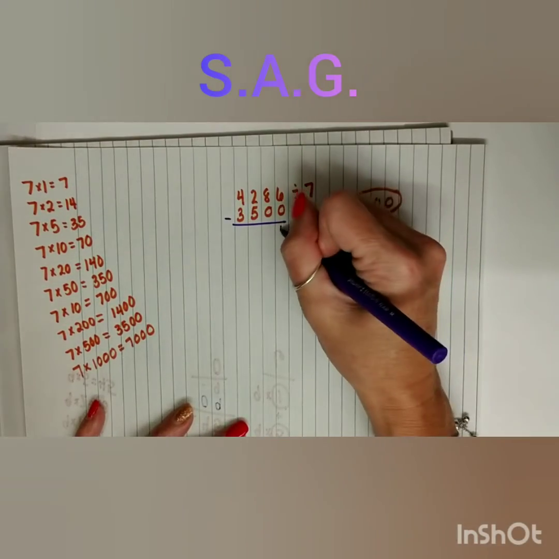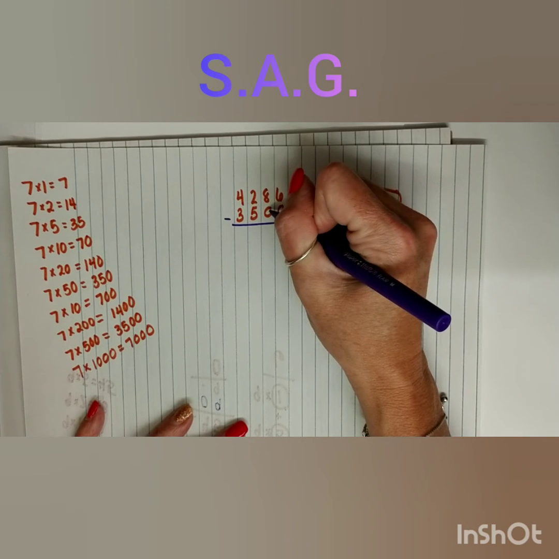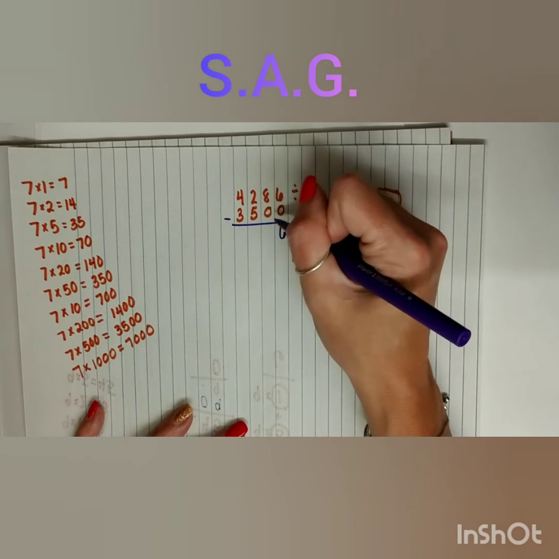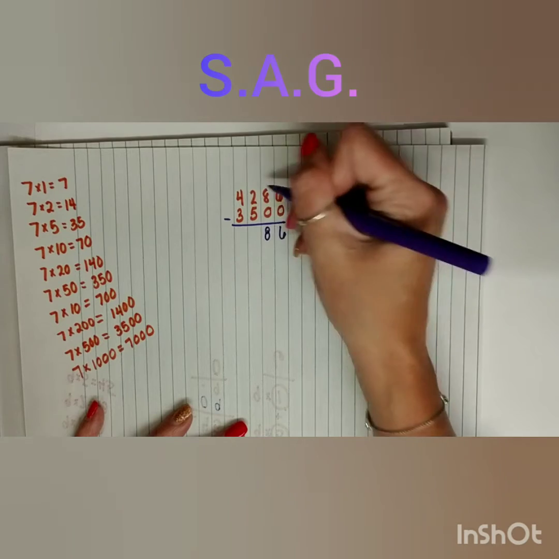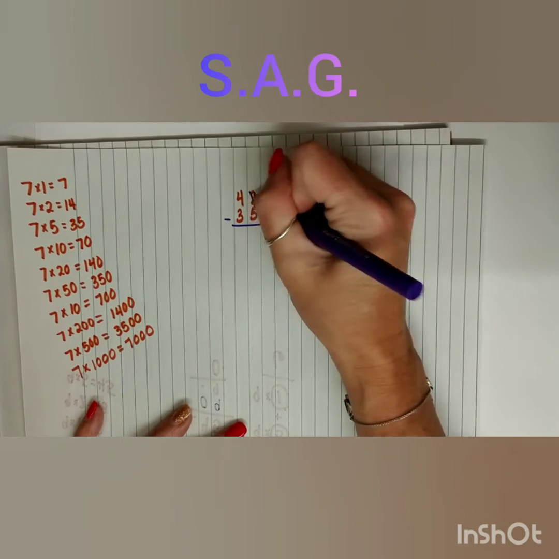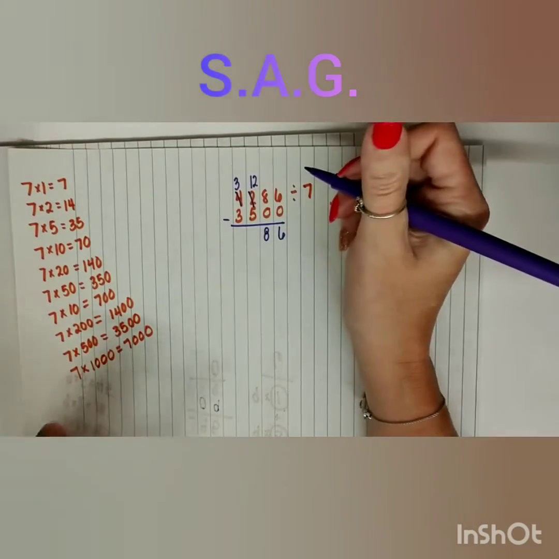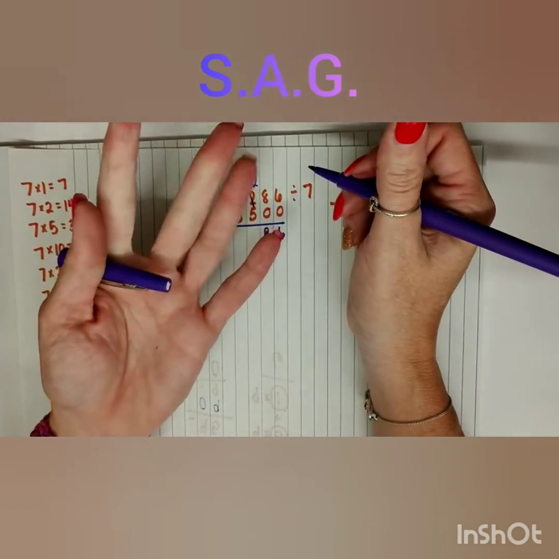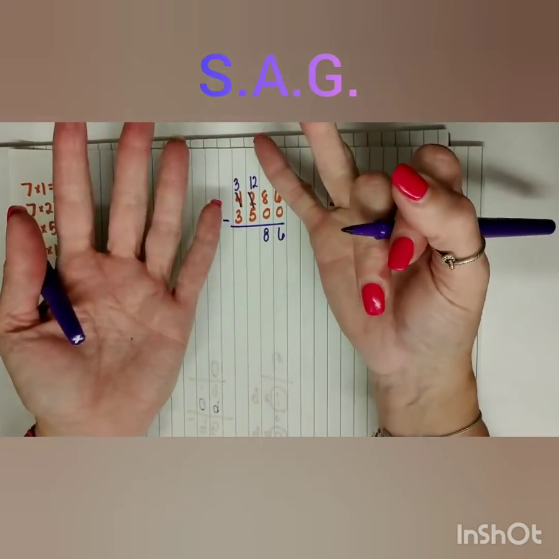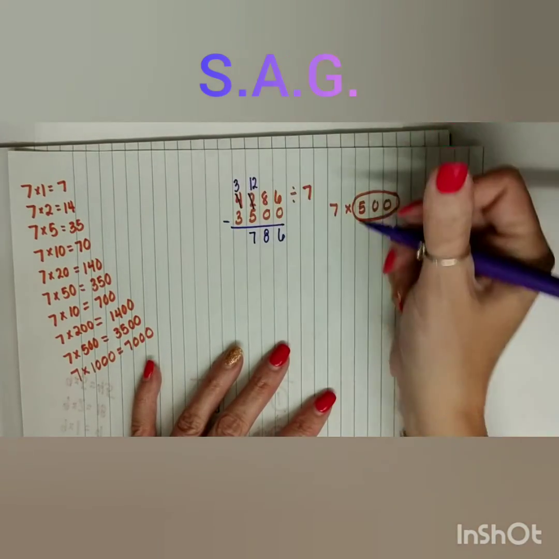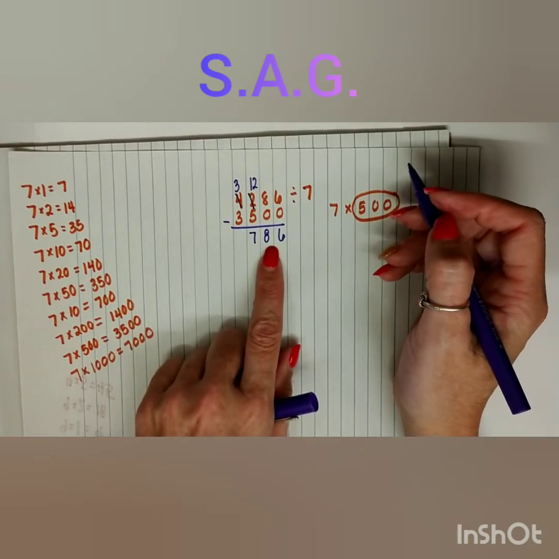6 minus 0 is 6. 8 minus 0 is 8. I can't take 5 from 2, so I have to regroup. 12 minus 5, 6, 7, 8, 9, 10, 11, 12, so that's 7. And 3 minus 3 is 0. So now I have 786.